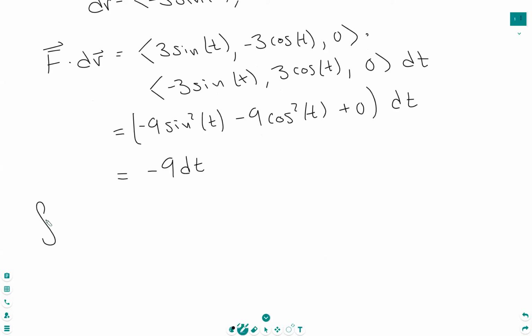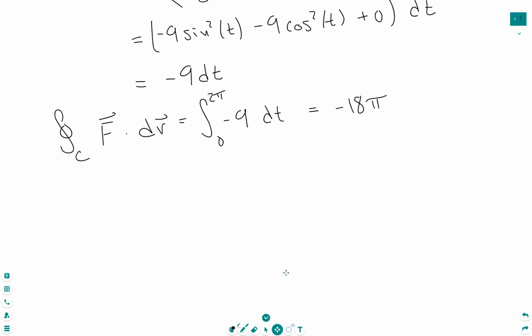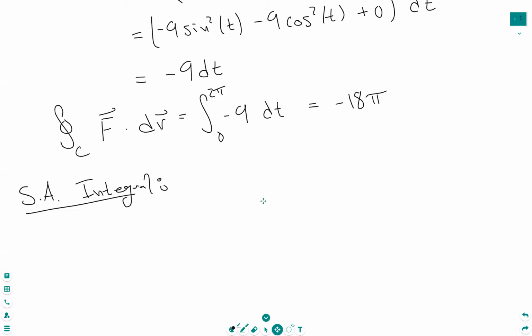So our line integral over C of f dot dr is equal to the integral from 0 to 2 pi. Remember, those are the bounds for our parameter t, negative 9 dt. That is a very nice integral to do. This is just negative 18 pi. Okay, so that wasn't too bad. Let's do the area integral, or more specifically, the surface area integral. Hopefully math works and we get negative 18 pi.